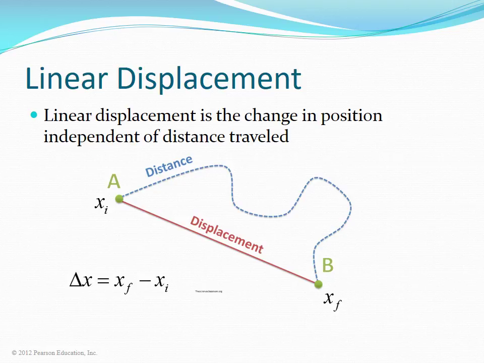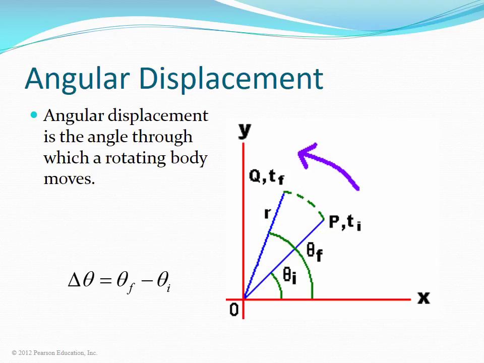We define the linear displacement as the change in position independent of distance traveled. If we start at position x sub i and end at position x sub f, then the displacement is x sub f minus x sub i. Angular displacement is the angle through which a rotating body moves. It is the change in angle. We start at angle theta sub i and end at angle theta sub f. The angular displacement is theta sub f minus theta sub i.